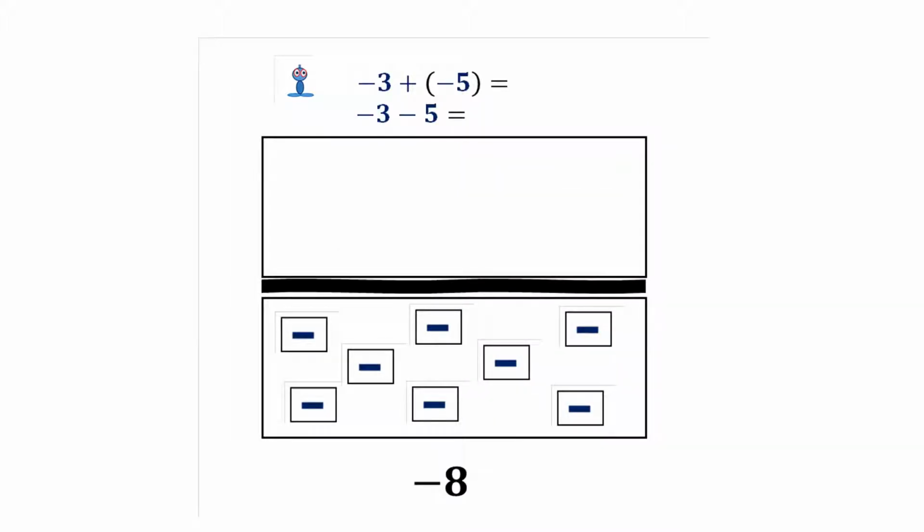Now we have negative 3 plus a negative 5, and it could also be written as negative 3 minus 5. There are no boxes with plus signs. So the bottom part shows we could have the 3 boxes over to the left, 3 negative boxes, and then we're going to add to it 5 boxes with negative signs, and altogether 3 plus 5 is 8, but they're all negative, so the answer is negative 8.